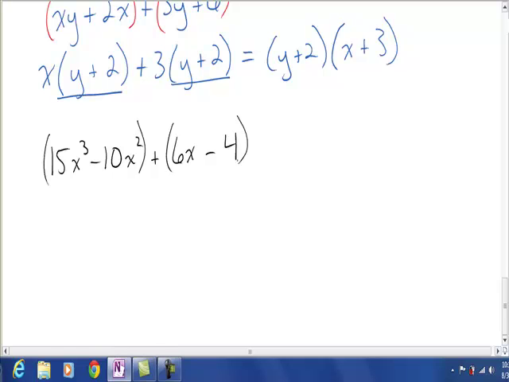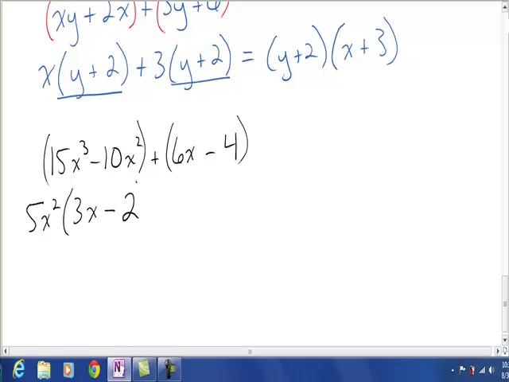Alright, let's look at this first pair. 15x cubed, 10x squared. Well, 15 and 10 are both divisible by 5, so I can factor a 5 out. And then I've got x cubed and x squared, so I can factor x squared out. And what does that leave me with? It leaves me with 3x, right? Because 15 divided by 5 is 3, and x cubed divided by x squared is x, minus, what's 10x squared divided by 5x squared? Well, the x squareds cancel out, and all that's left is 2.